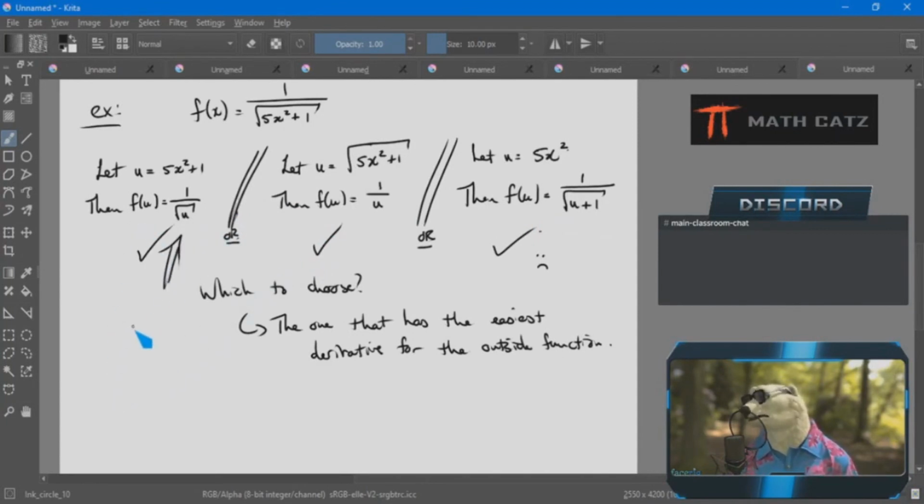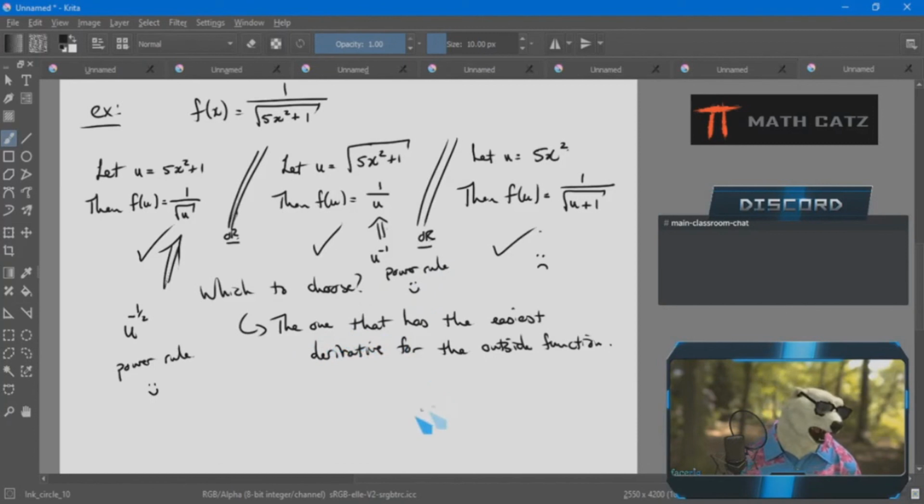This one I can see as u to the negative 1/2, so it's a simple power rule. Smiley face, happy face. This one is marginally easier. It's u to the negative 1, but in terms of the derivative properties to use, it's still just a power rule. It didn't really get easier. I didn't save the number of properties that I had to use. It's still the power rule. A u to the negative 1/2 and a u to the negative 1, in terms of using the derivative properties, it's exactly the same. So it wasn't really easier. But both these first two would have been better choices moving forward.